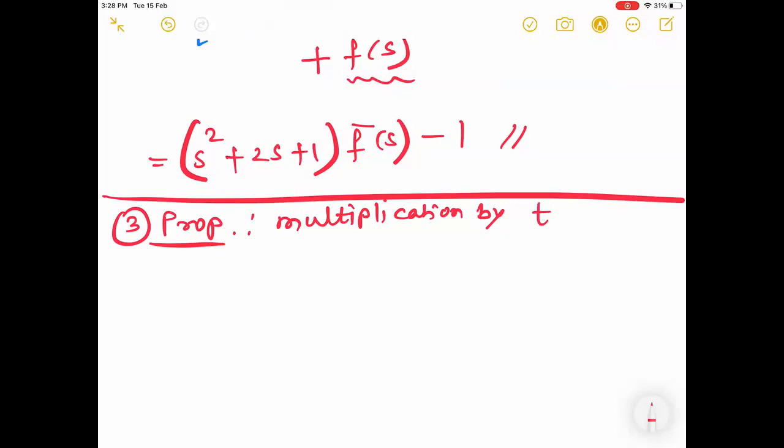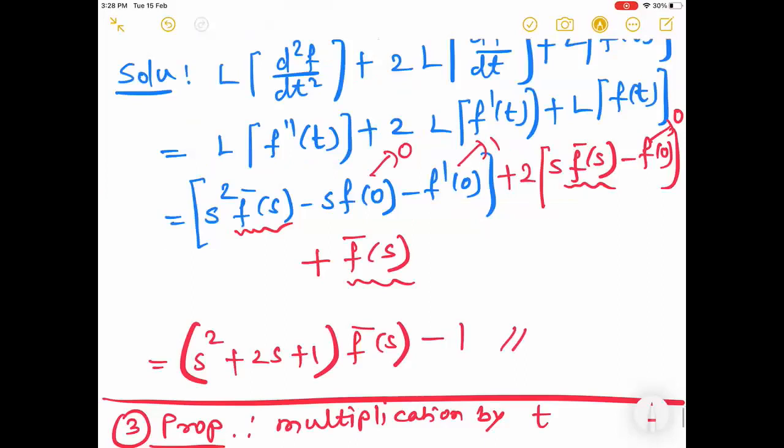Madam, why have we taken here minus 1 after f bar s? f dash 0 is 1, no?